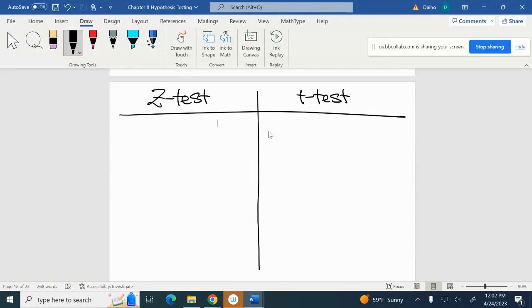I want not only to summarize chapter 8, but also to compare it to confidence intervals in chapter 7, right? Then I want to start from chapter 6. In chapter 6, we had the sampling distribution for the sample mean.